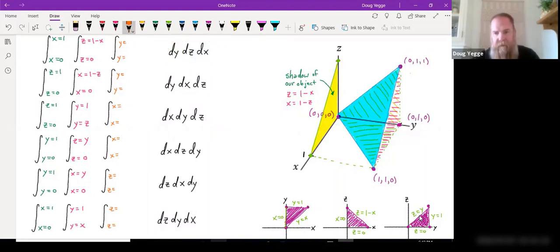So I can see that it's going to pick some point here, and as I move parallel to the y, it's going to enter this blue plane, and it's going to continue through, and it's going to leave on the back side of this.